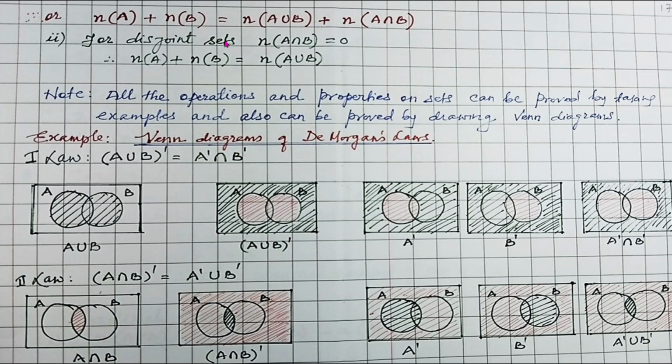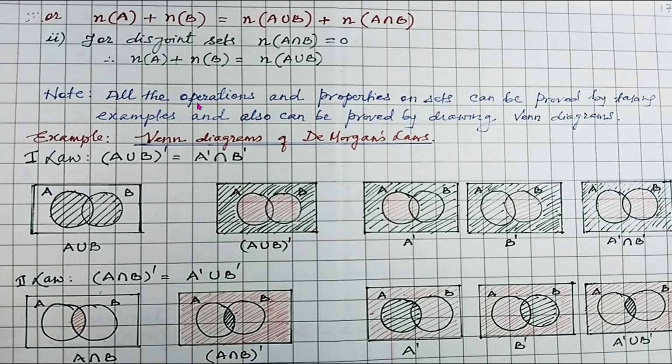Now, for disjoint sets, you should remember that the elements of A intersection B is 0, and therefore n(A) plus n(B) is equal to n(A union B), a very important cardinal property. Remember, elements of A plus elements of B is equal to elements of A union B. All the operations and properties on sets can be proved by taking examples and also by drawing Venn diagrams.